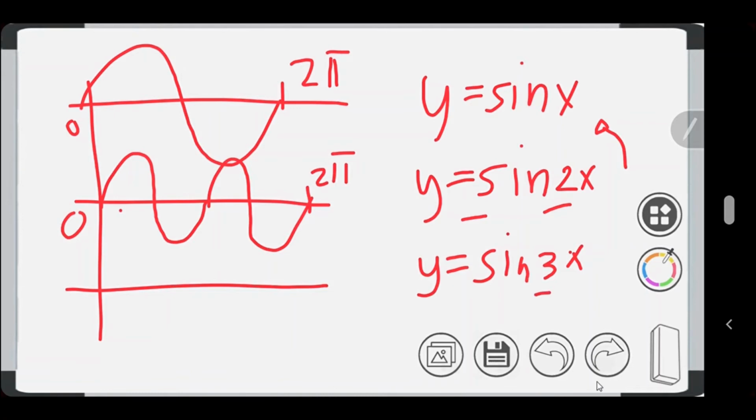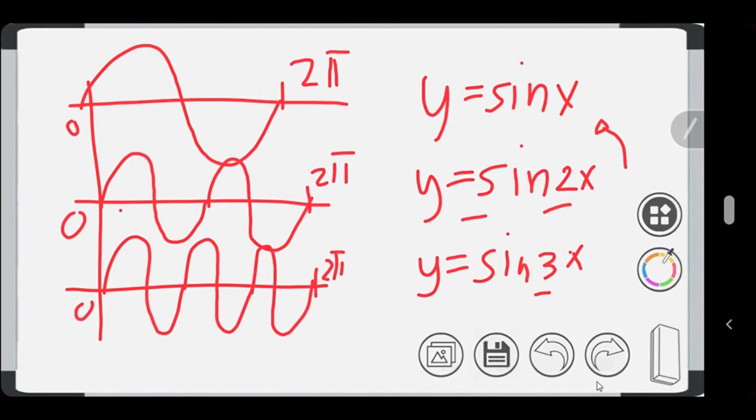The same thing goes with y is equal to sine 3x. Since we have 3 before x, then we have 3 cycles from 0 to 2 pi. 1, 2, 3. That goes also the same with y is equal to sine 4x, y is equal to sine 5x, and so on, and that applies to any sine function. Now, we've determined the number of cycles for several functions, but how do we find the period of those?